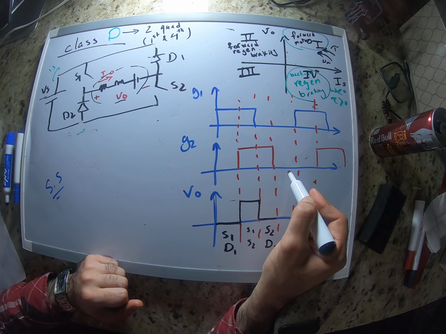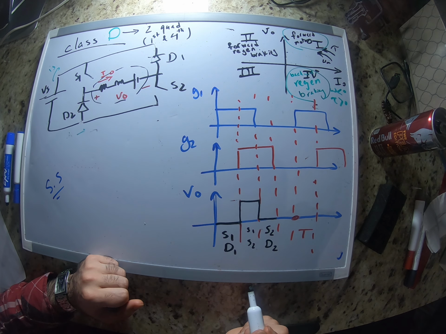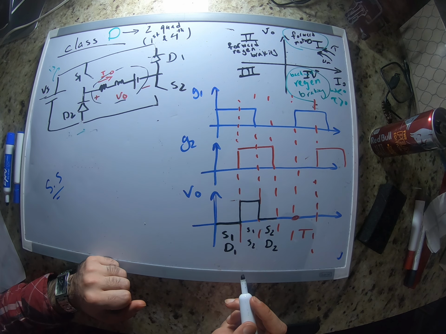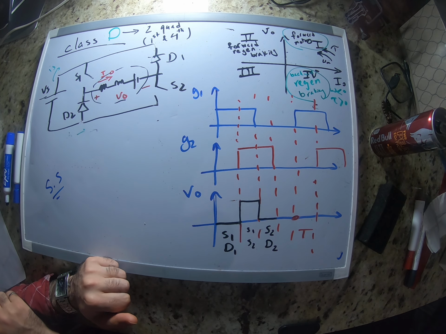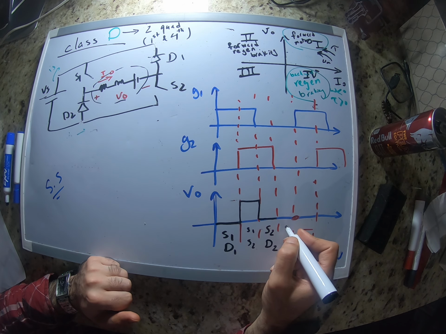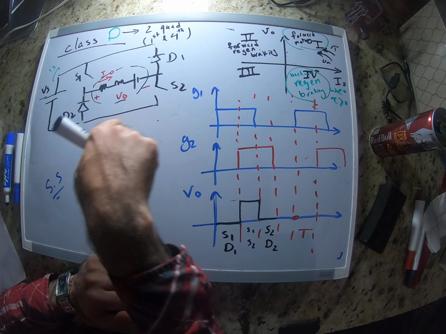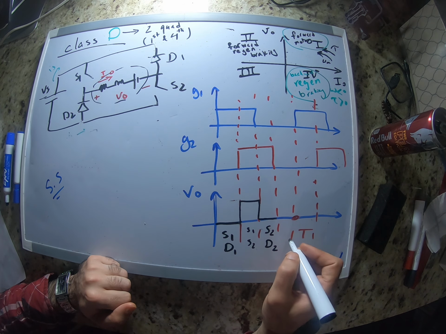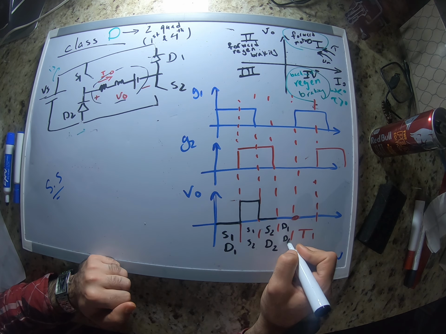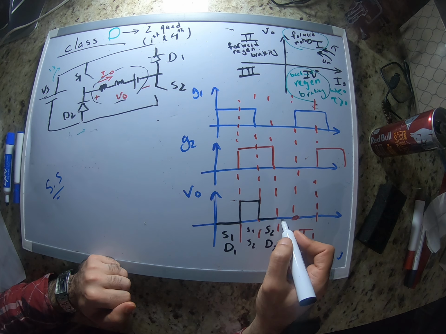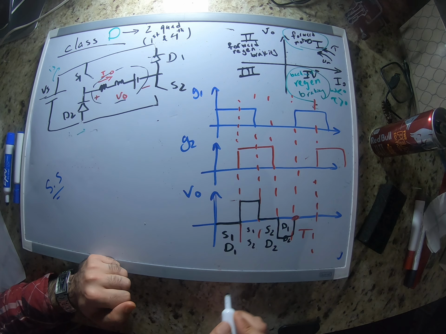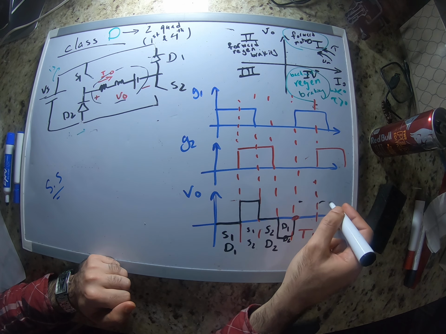So in this case, we would have D1 and D2 conducting, right? Yeah, so if this is the case, we would have D1 and D2 conducting, right? And in this case, you would have output voltage of negative, right? And this would go on, okay?